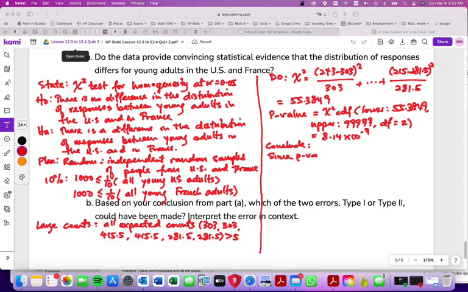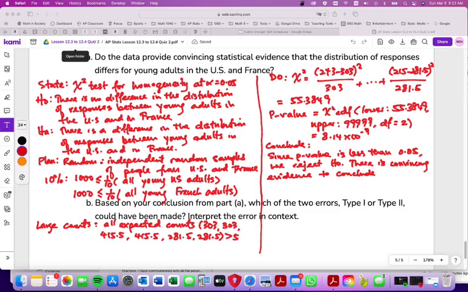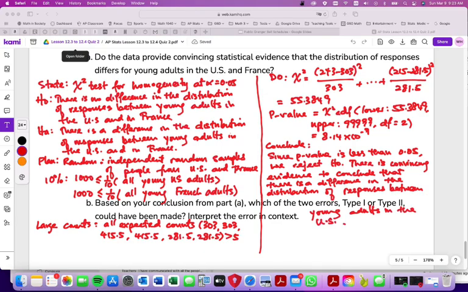So conclusion is, since p-value is less than 0.05, we reject the null, right? That there is convincing evidence to conclude what? We always say there is convincing evidence or not convincing evidence to conclude HA. And what is HA in context? Is the fact that there is a difference in the distribution of responses between young adults in the US and France. Now, this is statistically significant.